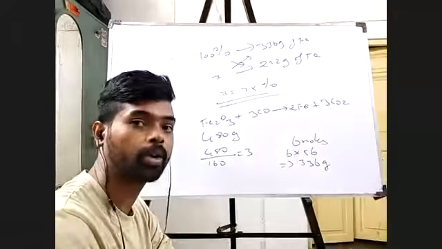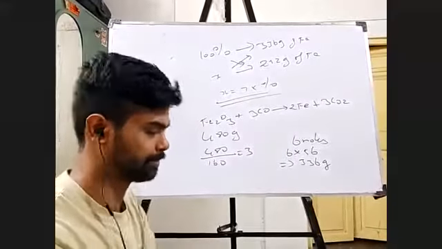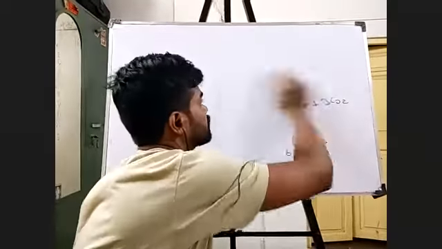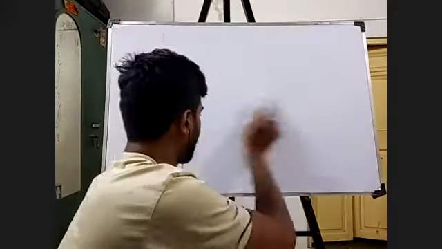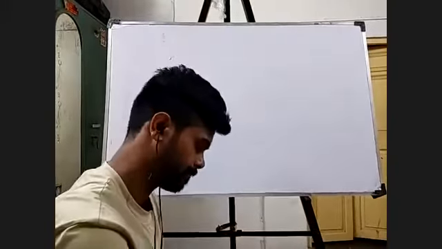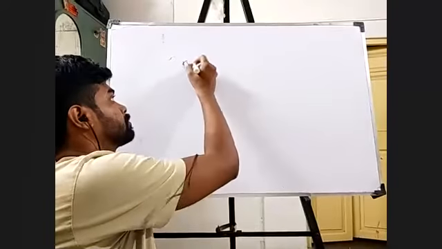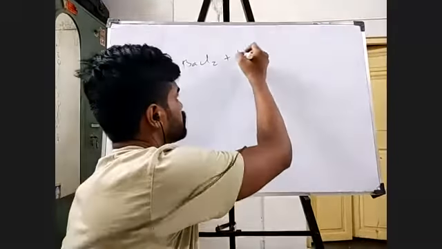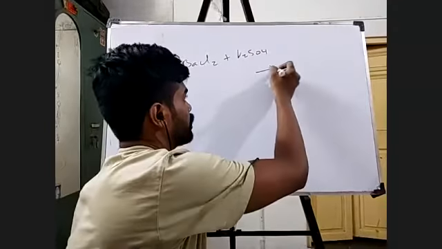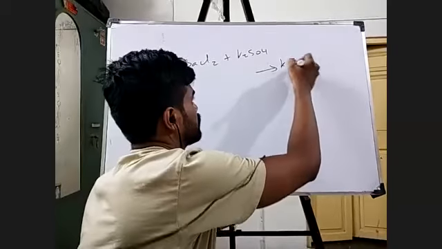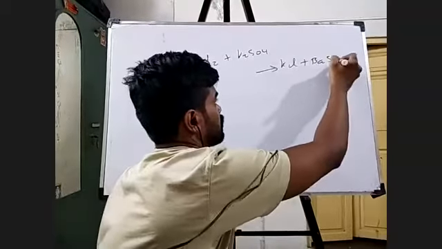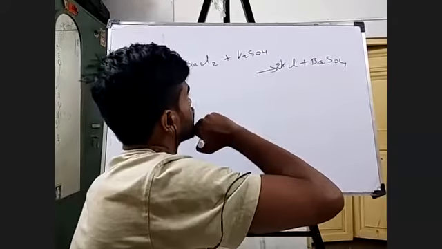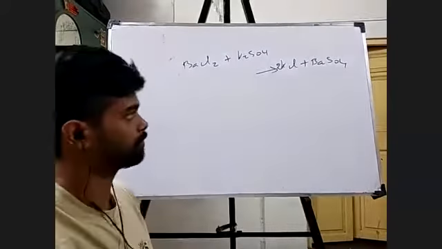Yes. Now you can do the problem. Balance it. Don't forget to balance it. BaCl2 plus K2SO4 gives BaSO4 plus KCl. Yeah, balanced.